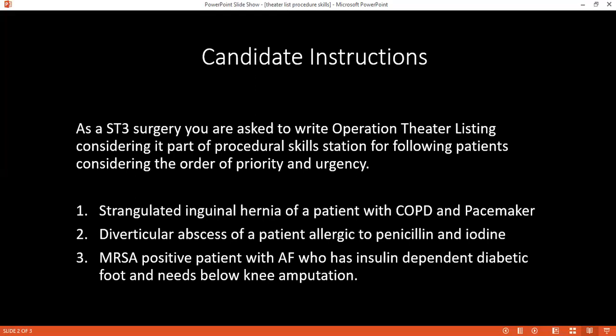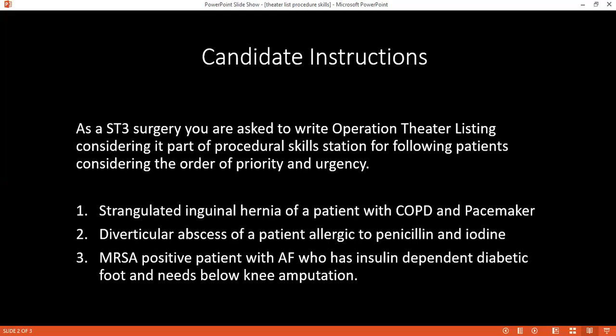Madam, in this scenario, I will keep the list the same, because I think that strangulated inguinal hernia is life-threatening, but not immediate, but it can cause ischemia and perforation. So this patient should be first priority on the list because it is life-threatening.